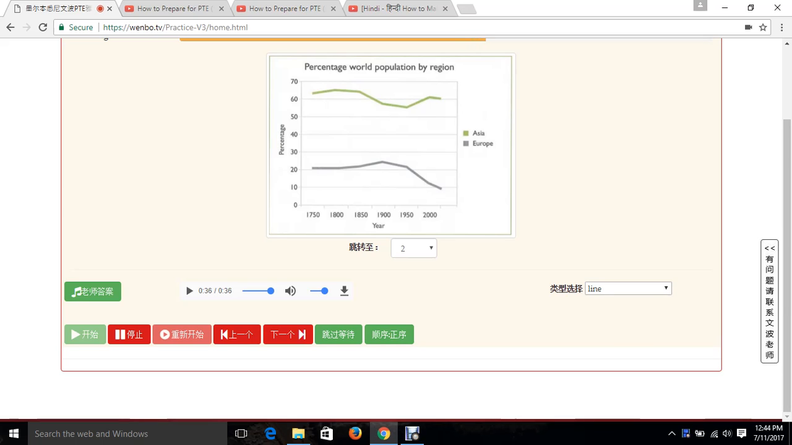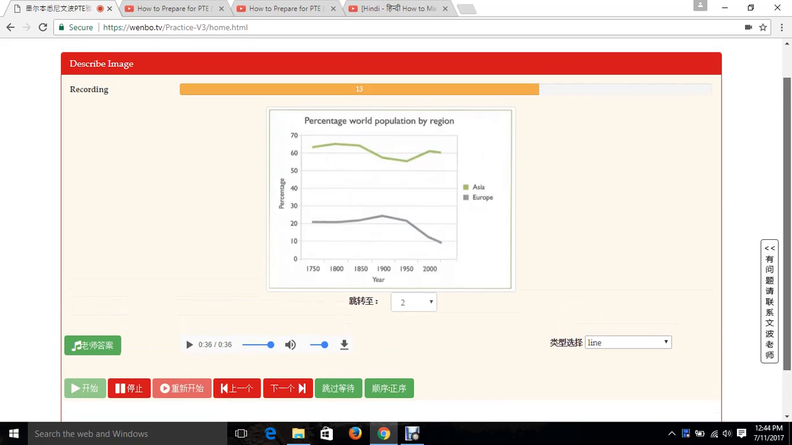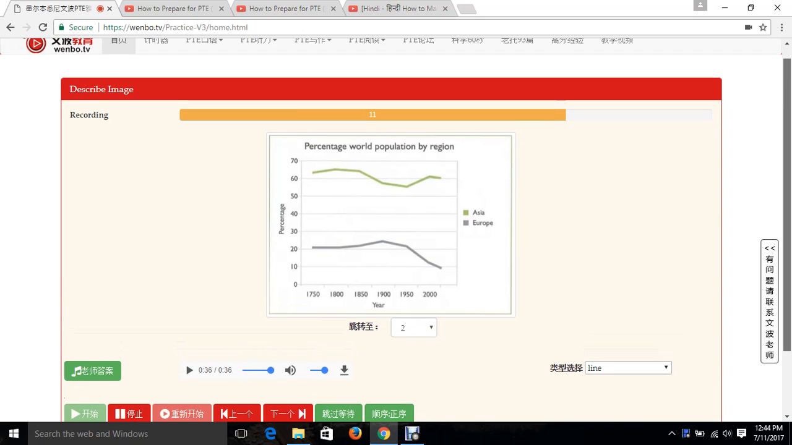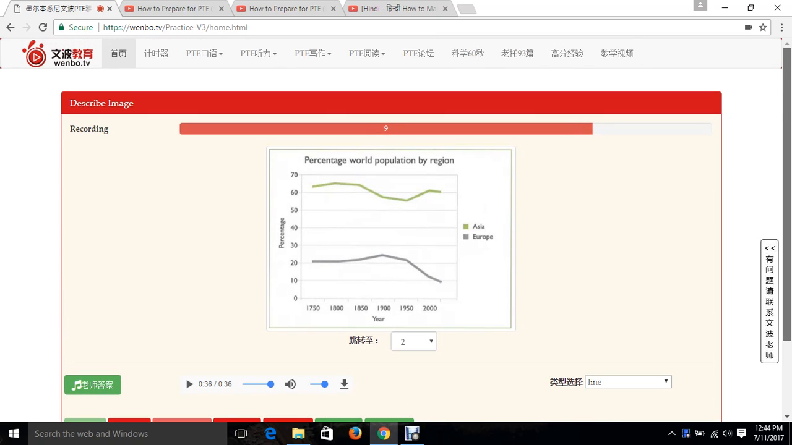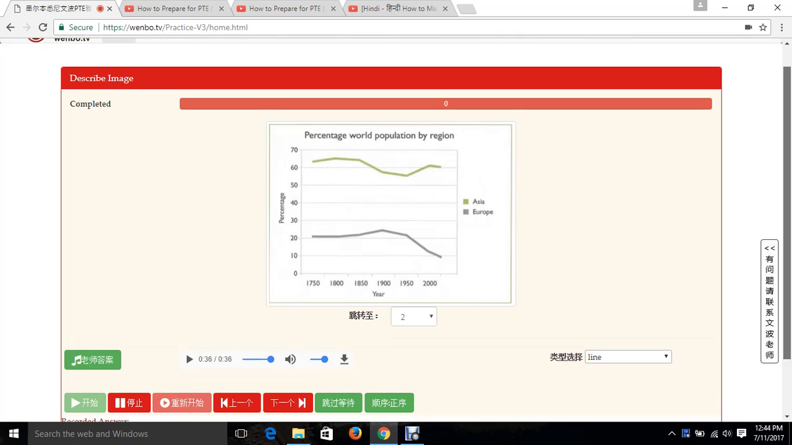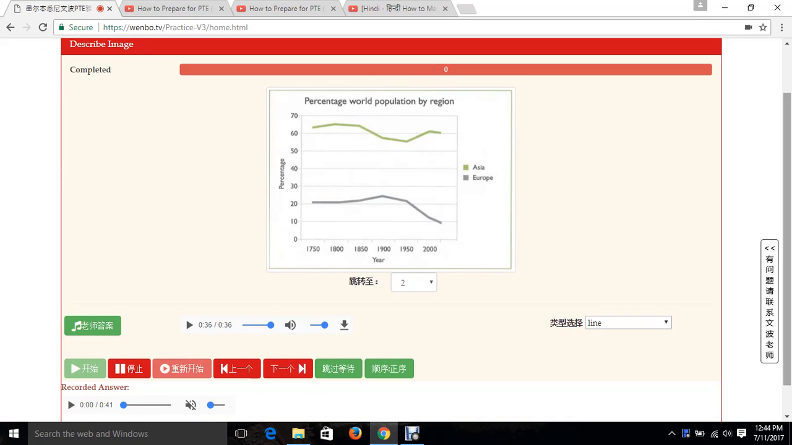Hello guys, today we will learn about describe image in PTE preparation, how to score good marks in speaking by practicing describe image. This is the section where a person is generally getting less marks because we take time to think about what to speak for the section. But this is the easiest section if you practice it well.